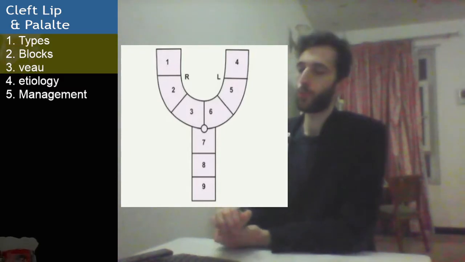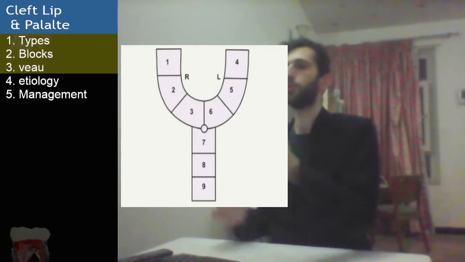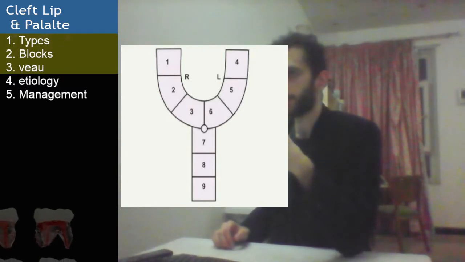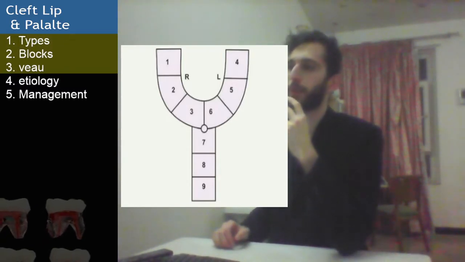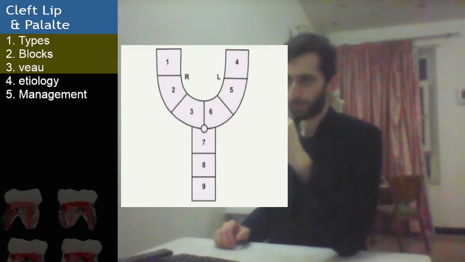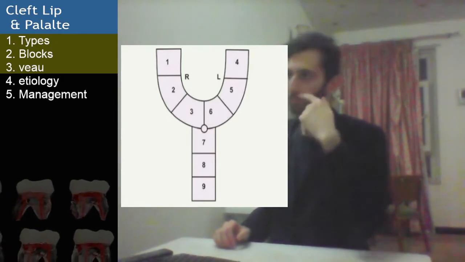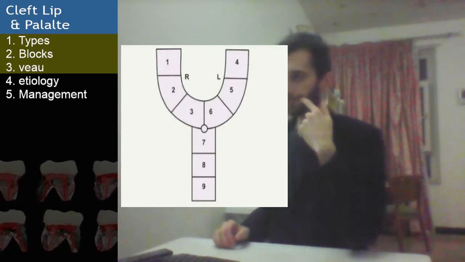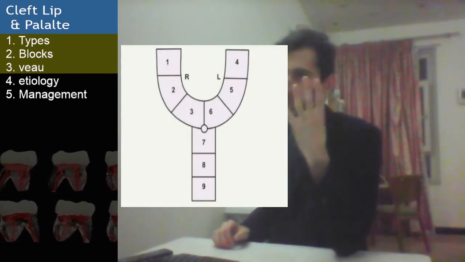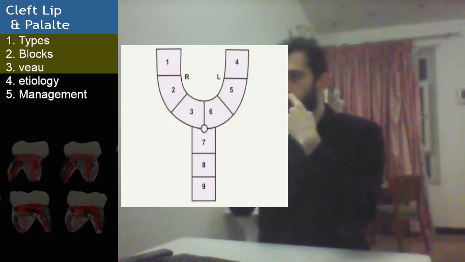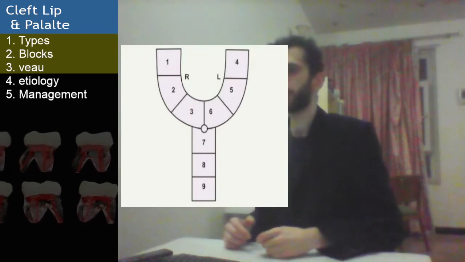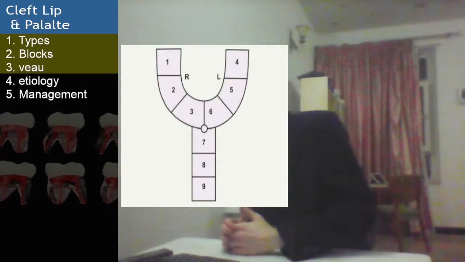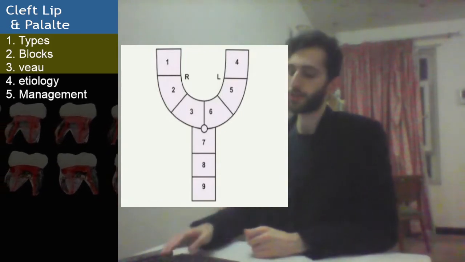Again, group 1 is only the soft palate. Group 2 is the soft and hard palate, limited to the incisive papilla. Group 3 is complete unilateral clefts of the soft and hard palate. Group 4 is complete bilateral clefts of the soft and hard palate and lip, of course, and the alveolar ridge. So this was the Veau classification.